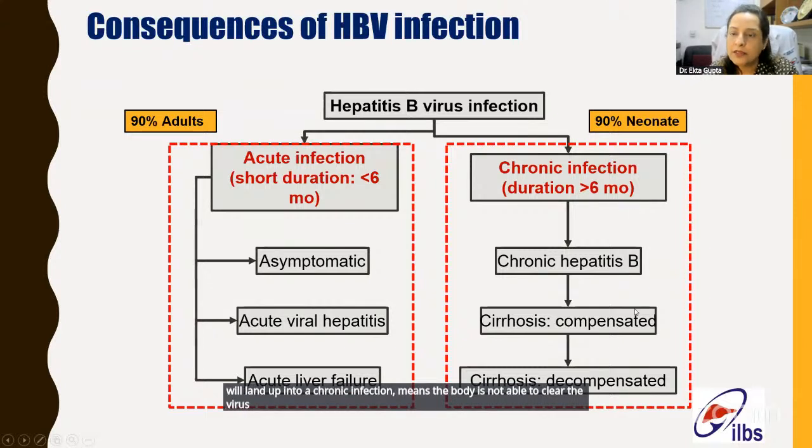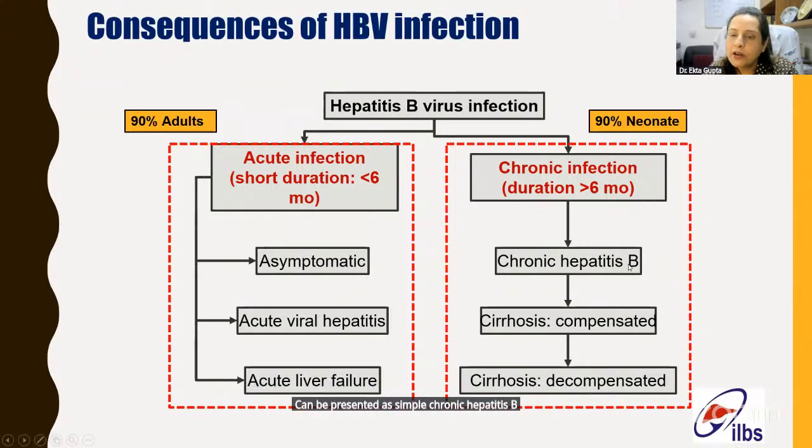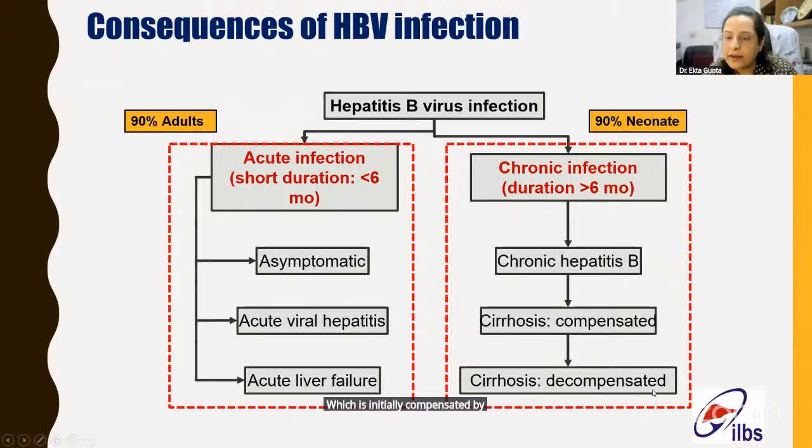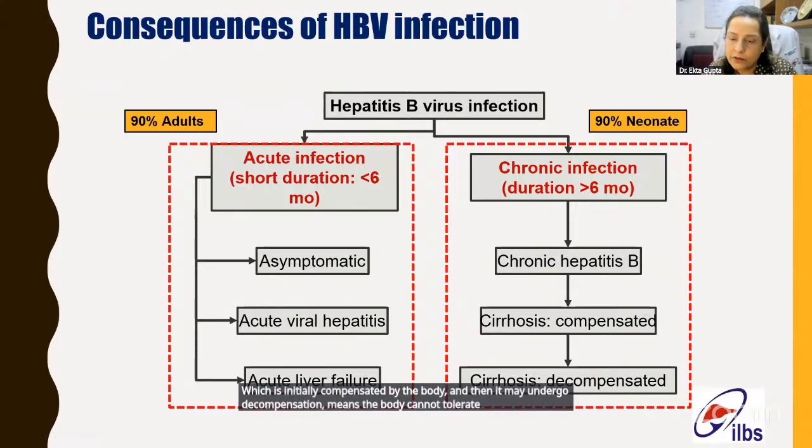beyond 6 months. It can present as simple chronic hepatitis B, but later on, as the disease progresses, the liver can end up in cirrhosis, which is initially compensated by the body, and then it may undergo decompensation, meaning the body cannot tolerate the cirrhotic liver and will land up in decompensation episodes and liver failure.